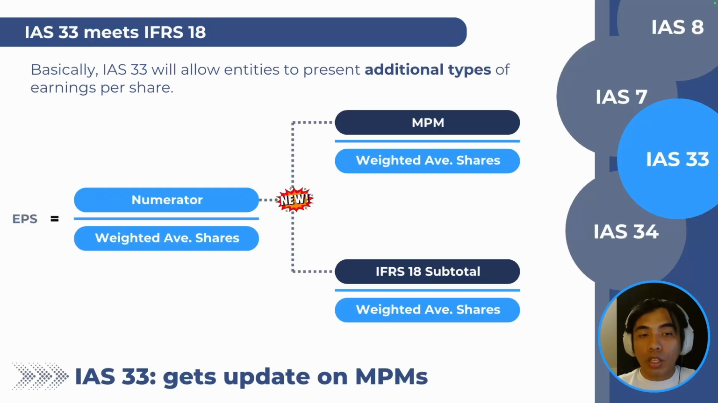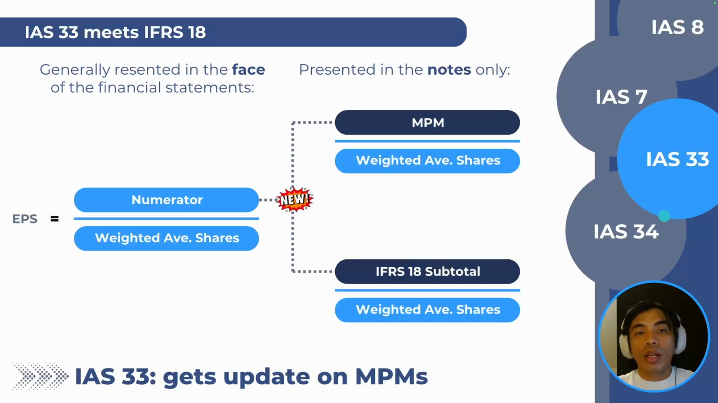If you want some detailed discussions on MPMs, so what are these, we have covered these in the previous video, link in the description. It is good to note that these new EPS calculations can only be presented in the notes and not on the face. On the face are the basic and diluted earnings per share based on net income, the normal standard. But these new ones, MPMs and the IFRS 18 subtotals, can only be presented in the notes, with proper reconciliations.